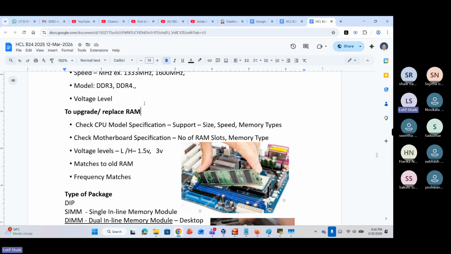In my laptop, I have a DDR4 RAM, but I want to put a DDR5 RAM or DDR3 RAM. Yes, my motherboard does not support DDR5.